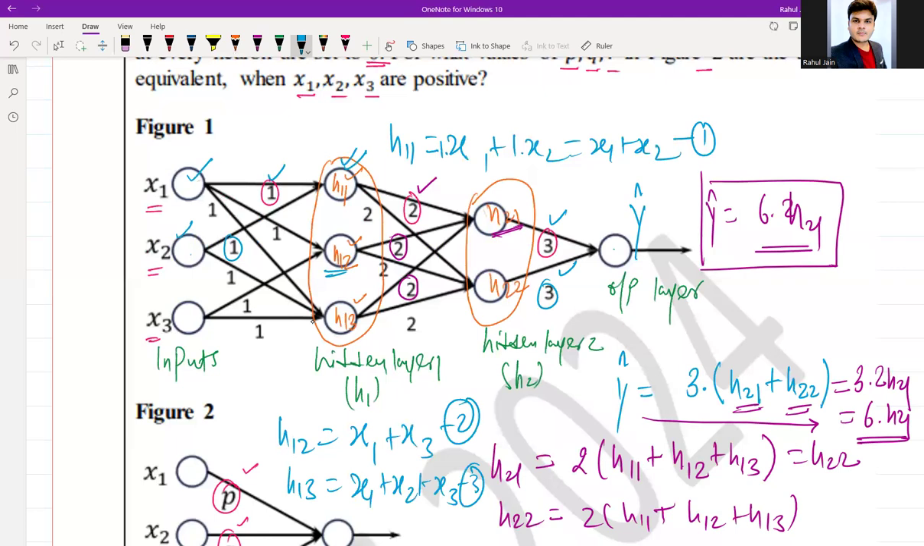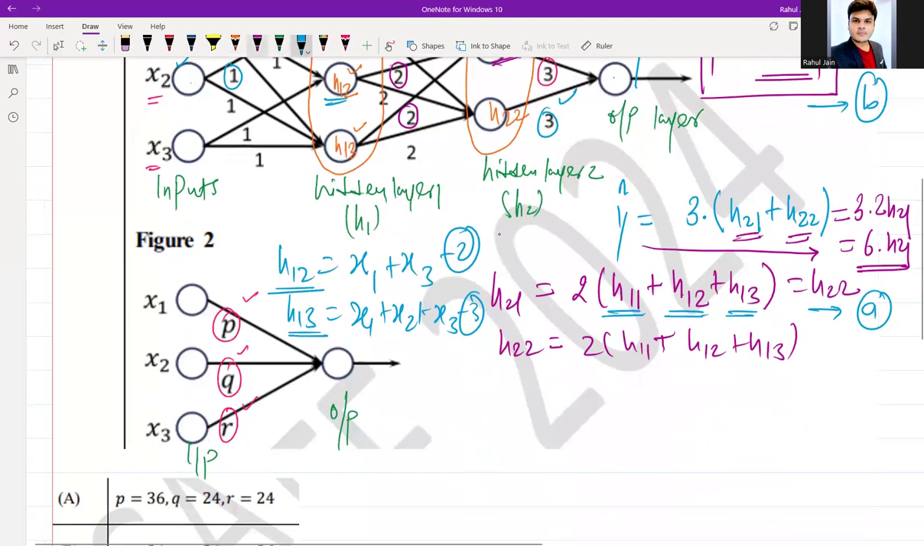So what I need to do, let's substitute the equation number 1 h11, equation number 2 h12, and equation number 3 h13 in this equation h11, h12, h13. Let's say this is equation number A. Let's say this is equation number B. So in equation number A, I am substituting the value of h11, h12, and h13. So if I am going to do it, I am going to get the result like that.